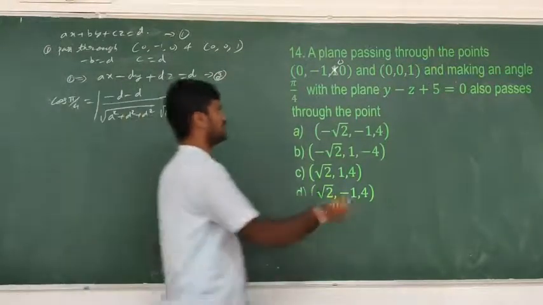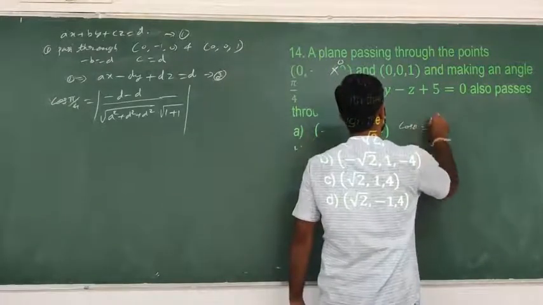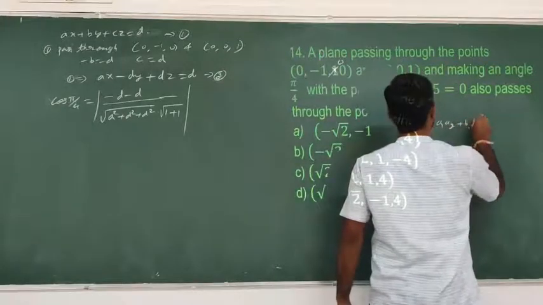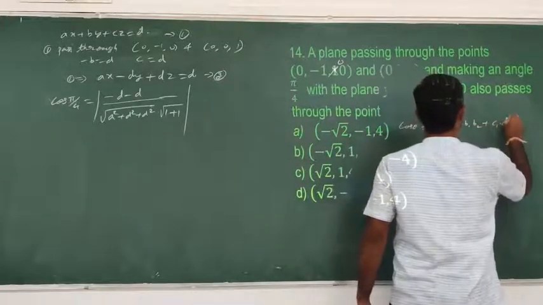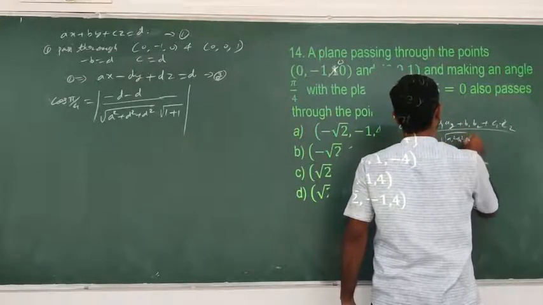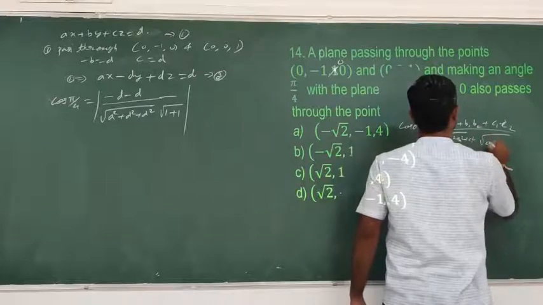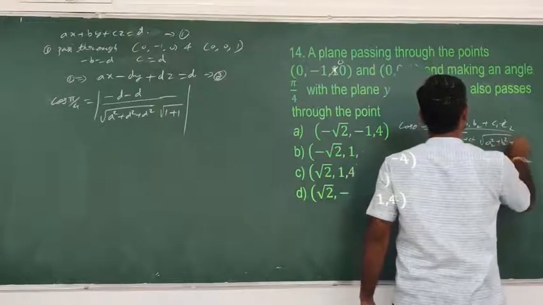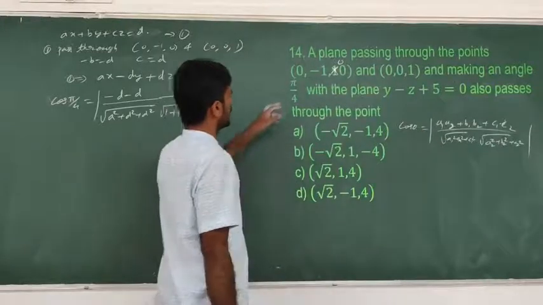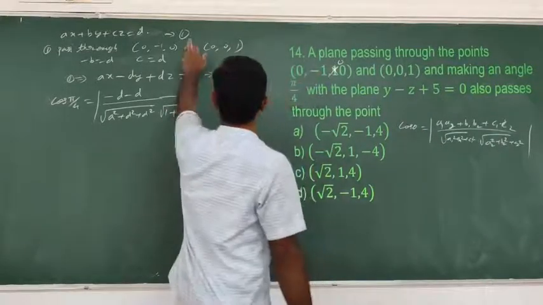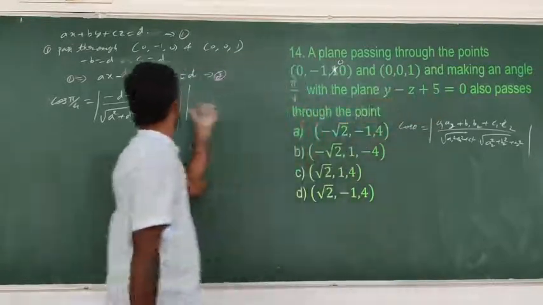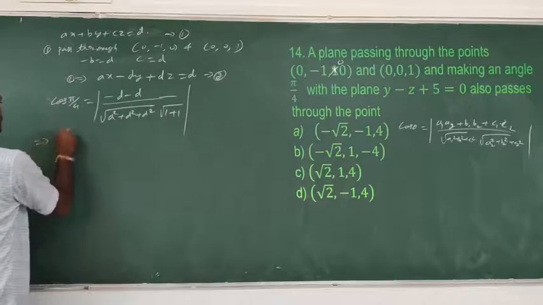This is the formula: cos theta is equal to a1 a2 plus b1 b2 plus c1 c2 divided by square root of a1 square plus b1 square plus c1 square into square root of a2 square plus b2 square plus c2 square. a1 b1 c1 are the direction ratios of this plane, equation 1, and a2 b2 c2 are the direction ratios of this plane.